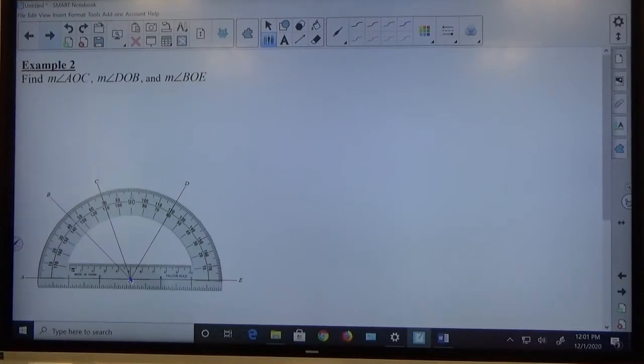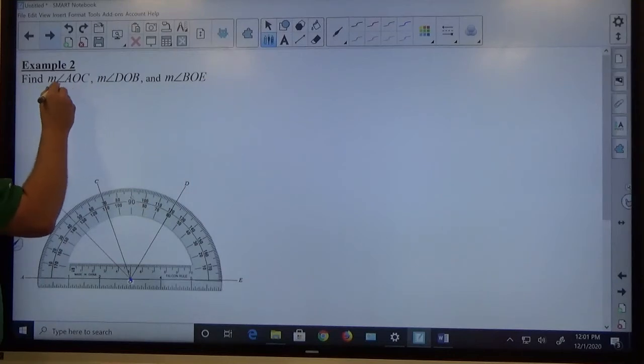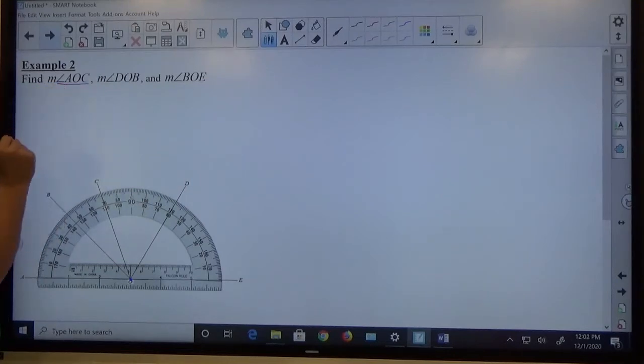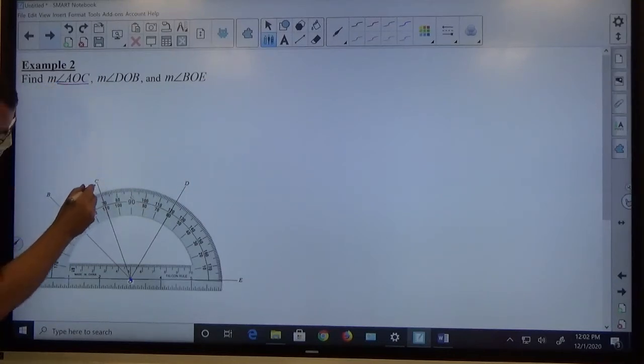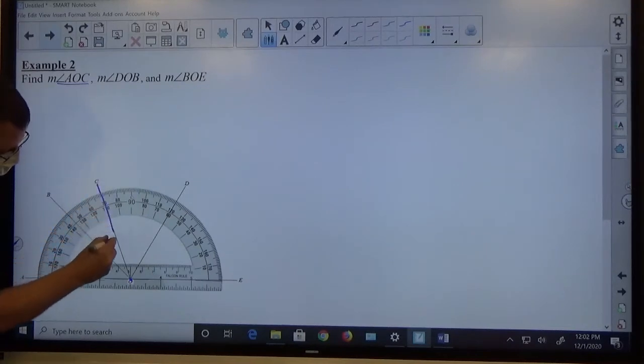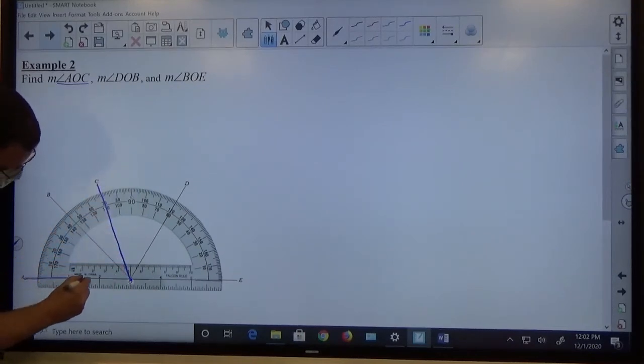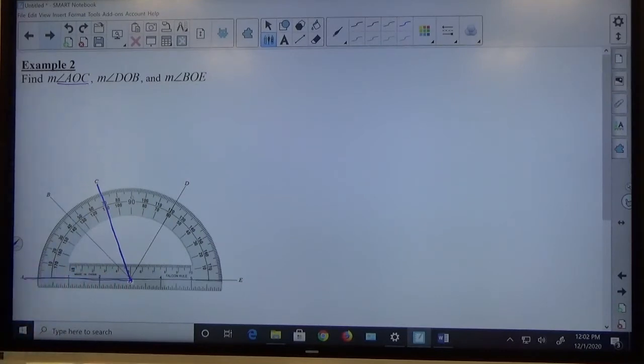So notice it says, find the measure of angle AOC. Angle AOC is talking about the angle when they say AOC. That's angle AOC there. When they put the little m in front of it, it means measure of. So a little m in front of an angle symbol means measure of angle AOC.